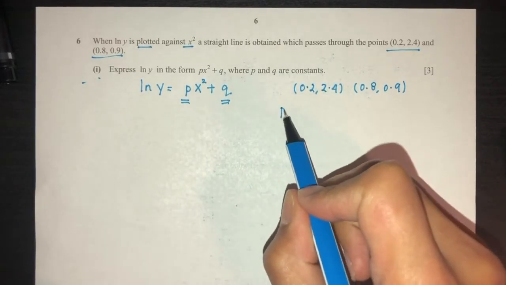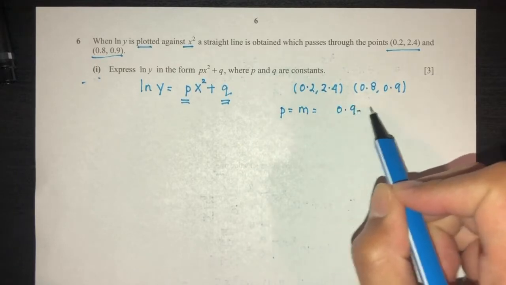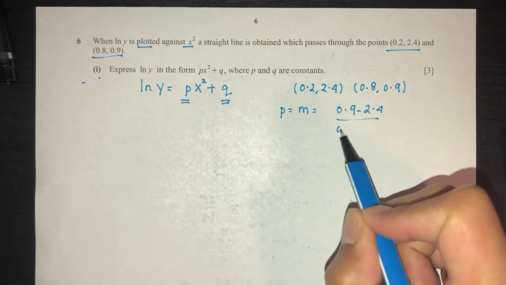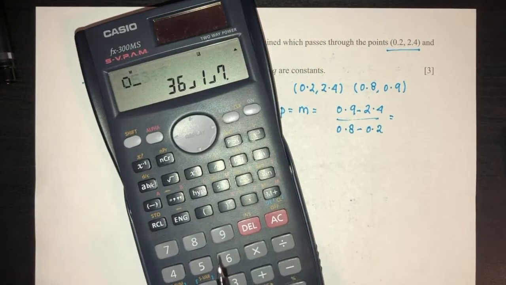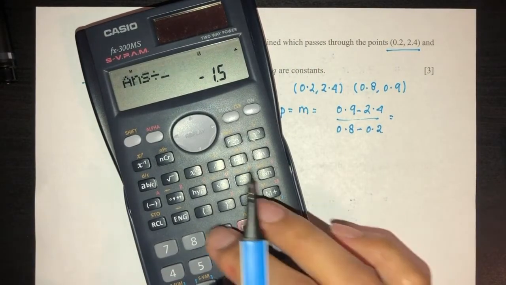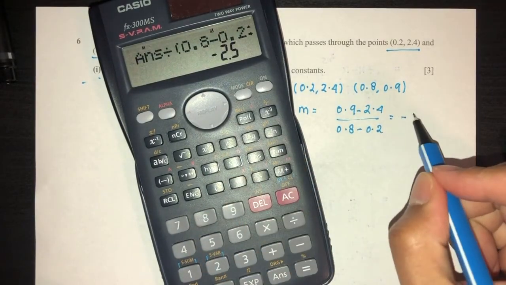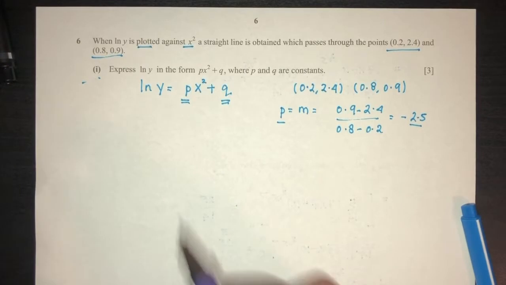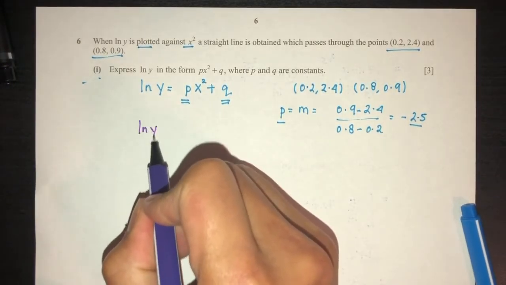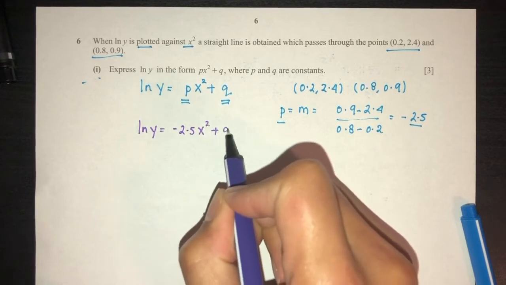So p is the gradient, that will be y2 minus y1 over x2 minus x1. So 0.9 minus 2.4 divided by 0.8 minus 0.2. That should be minus 2.5. So basically the value of p will be minus 2.5. So here we have ln y equal to minus 2.5 x squared plus q.